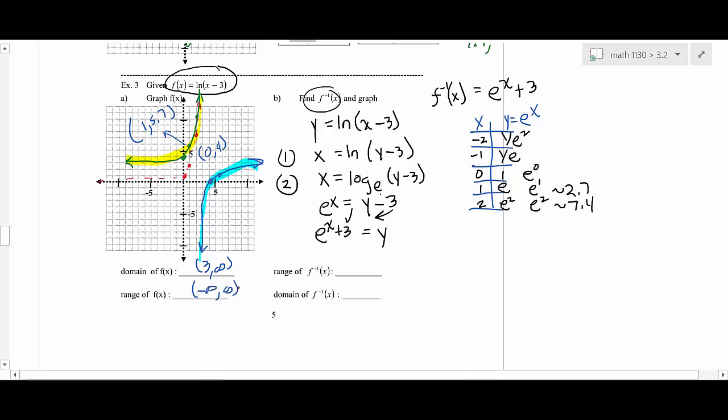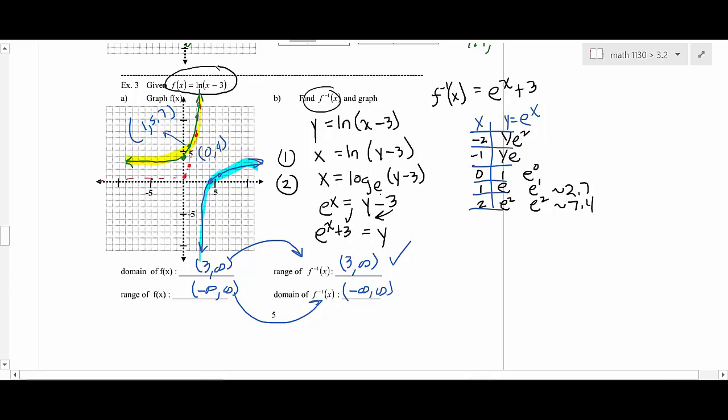Okay, so what I want you to know, and this is important, is if you do the domain of your function, that will turn into the range of your inverse. So what this would be is 3 to infinity. Okay, look at the yellow graph. Does the range of the yellow graph look like it's going 3 to infinity? What do you think? Range of the yellow graph, 3 to infinity? Okay, yeah. And then the range of the function turns into the domain of the inverse. How about the yellow graph? Does its domain look like all real numbers?